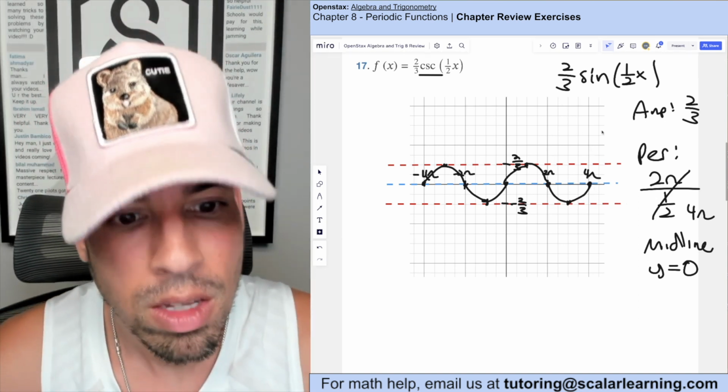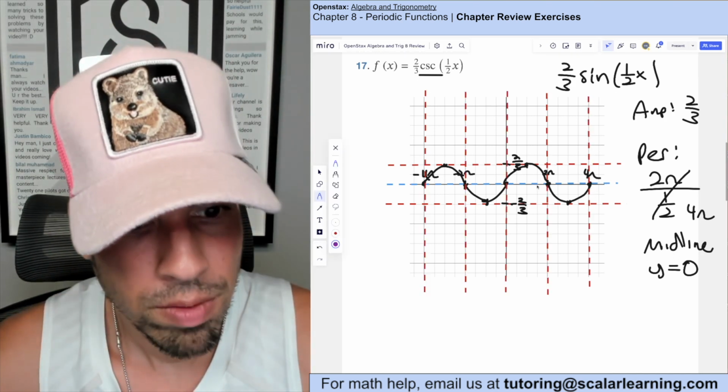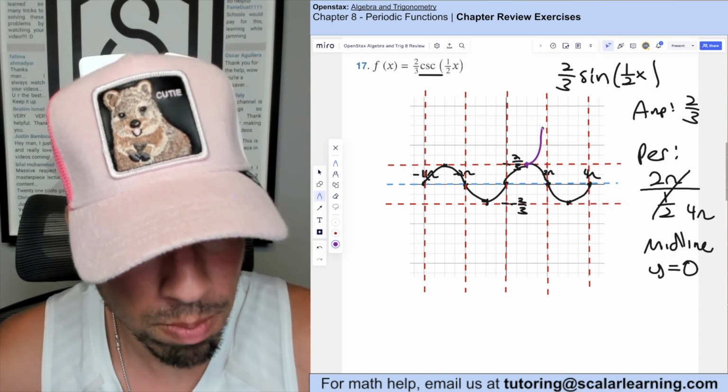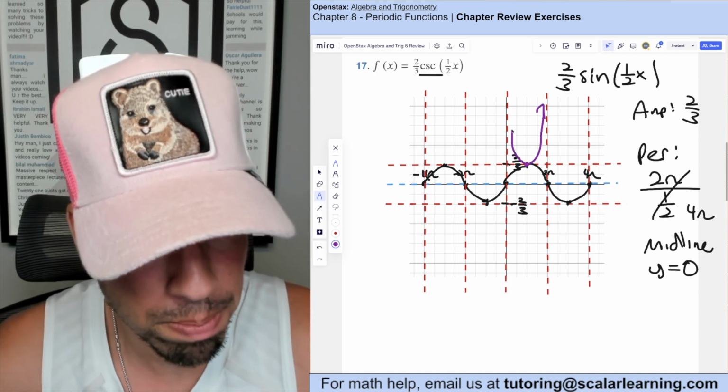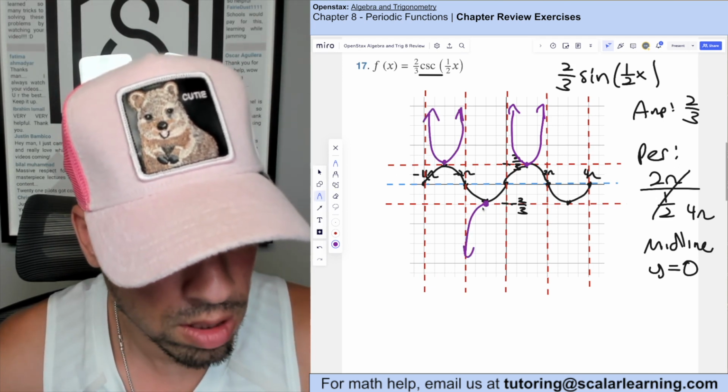So first I'm going to make the vertical asymptotes at every place where this hits the midline. Now that we have these points, I'm going to draw parabolas starting at every max point, drawing a little mini parabola going up. And again, it's going to be bounded by those vertical asymptotes. And then over here coming down like so.